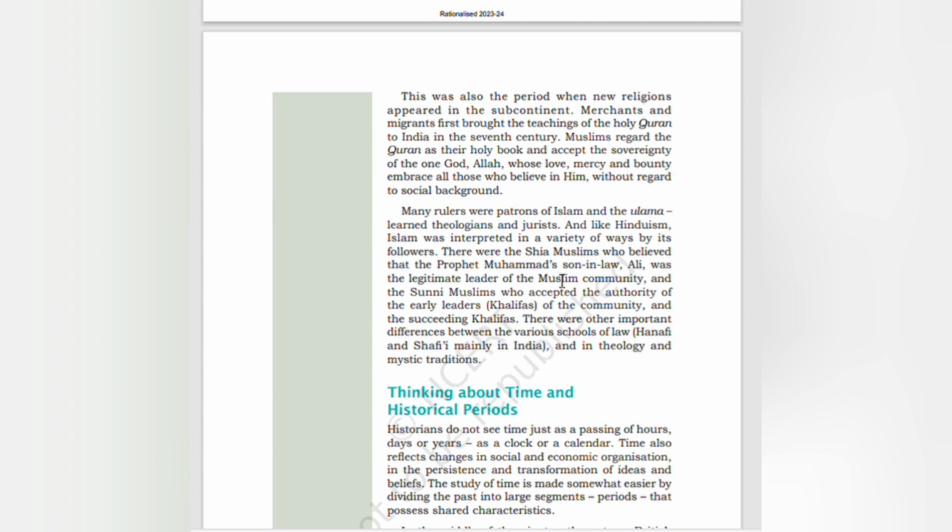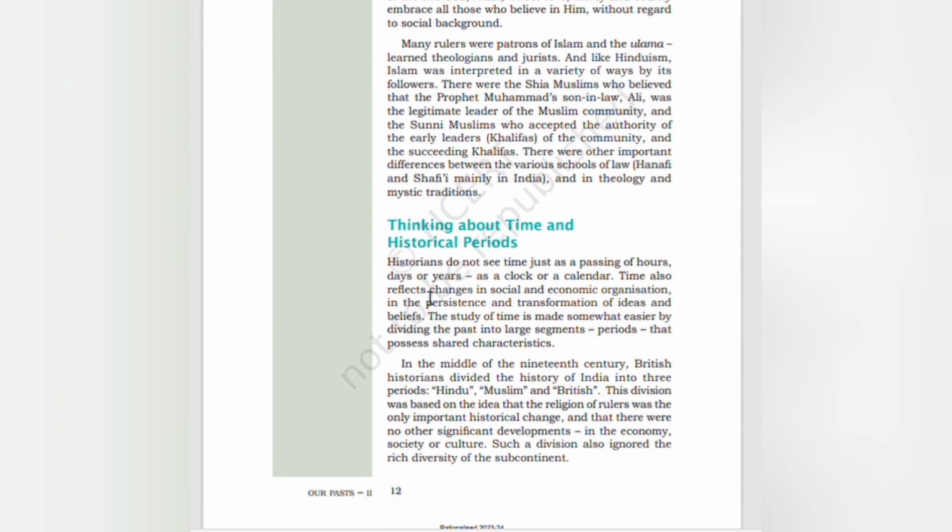There were the Shia Muslims, who believed that the Prophet Muhammad's son-in-law Ali was the legitimate leader of the Muslim community, and the Sunni Muslims, who accepted the authority of the earlier leaders, the caliphs of the community, and the succeeding caliphs. There were other important differences between the various schools of law, Hanafi and Shafi, mainly in India, in theology and mystic traditions. Thinking about time and historical periods.